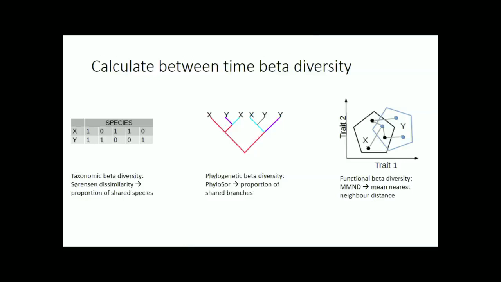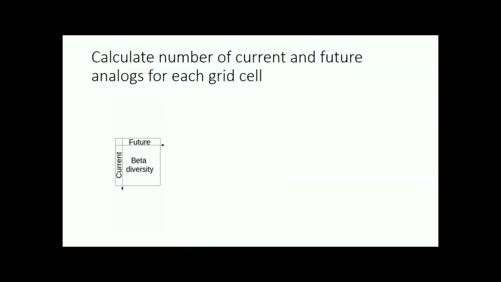So for taxonomic diversity, we calculated the Sorensen dissimilarity, which gives you the proportion of shared species. For phylogenetic beta diversity, we calculated the PhyloSor measure, which is an analogue to the Sorensen measure, and it gives you the proportion of shared branches. And then for functional beta diversity, we used bill length, mass, and wing chord, and calculated the mean nearest neighbour distance. And then to calculate the actual number of current and future analogues for each cell, we took these pairwise combinations of beta diversity measures.